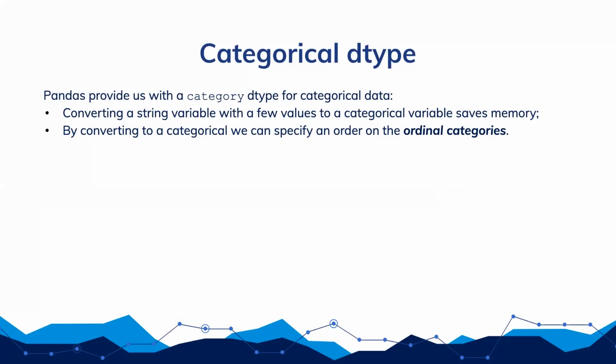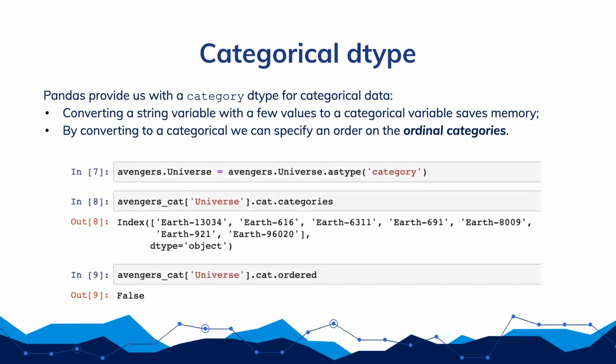So first, converting a string variable with a few values to a categorical variable saves memory, because you're basically just saying, okay, these are the possible values, and then you don't have to save each string for each object. So pandas deals with that automatically and can save memory, and that's important when you're dealing with big data sets. And by converting to a categorical thing, an extra thing we can do is assign an order to the categorical field if that category has a natural order, which we'll see in a bit. Let's look at one that doesn't have a natural order. So let's look at the universe field.